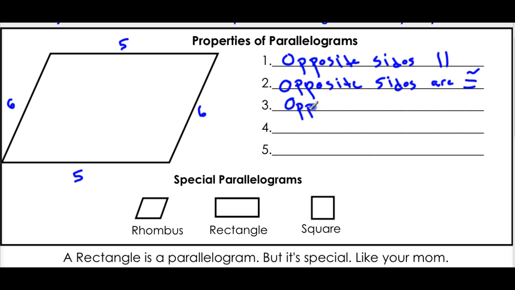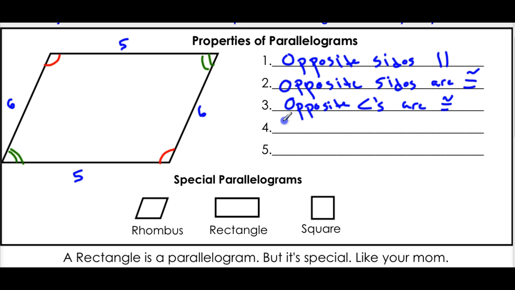More, opposite angles are congruent. So the angles are across from each other. So like this would be congruent to this, and this angle would be congruent to this angle. So if you knew opposite angles were congruent, you knew it's a parallelogram.